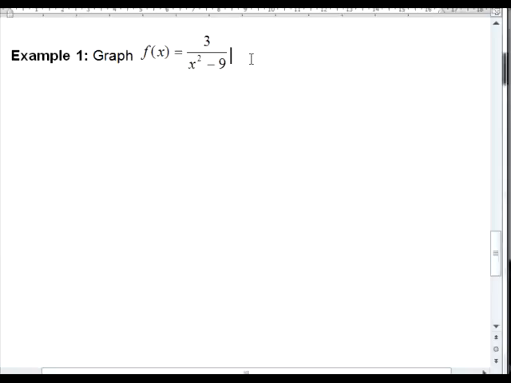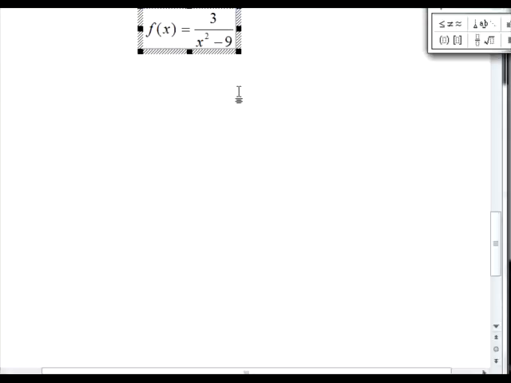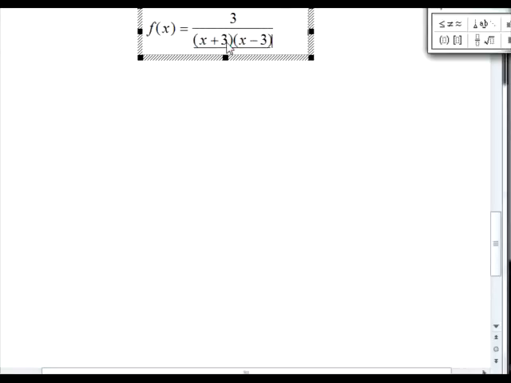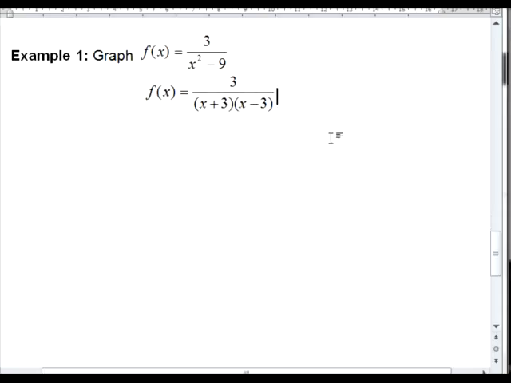Alright, Nathan. Very first step is going to be what for this? Okay, hopefully you said factor everything. So what I'd like you to do, Nathan, is factor that denominator. How do you factor that? Okay, I hope you said difference of squares, so that's going to be x plus 3, x minus 3. Great.